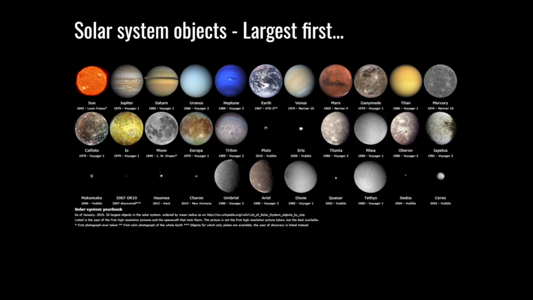Okay, here's another slide. If you can't see the scale of the universe, once again, this just shows you the solar system objects, largest first being the sun, and then as you travel here, getting smaller and smaller. You know, Earth really is one of the largest things in our solar system.